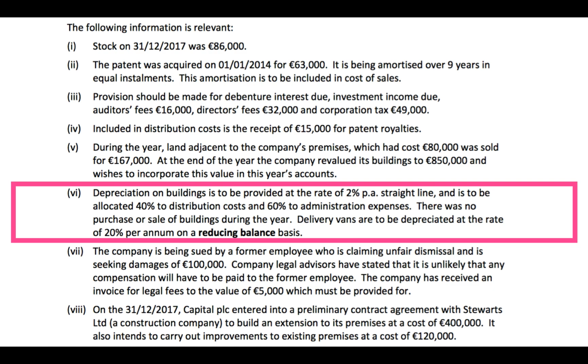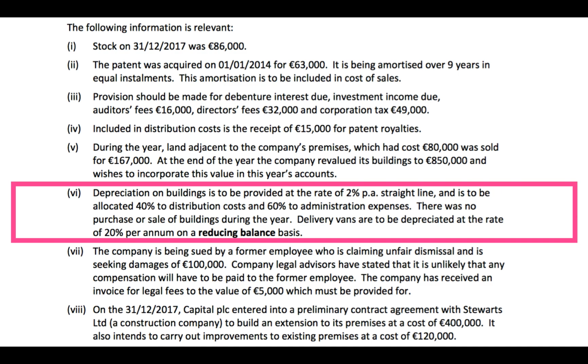Note 6 then says, depreciation on buildings is to be provided at the rate of 2% per annum straight line and is to be allocated 40% to distribution costs and 60% to administration expenses. There was no purchase or sale of buildings during the year. Delivery vans are to be depreciated at the rate of 20% per annum on a reducing balance basis. Okay, so a good bit of work here to do. So depreciation on buildings, 2% straight line, and then we have to separate it out, 40% to distribution costs, 60% to administration expenses. So that is on cost.